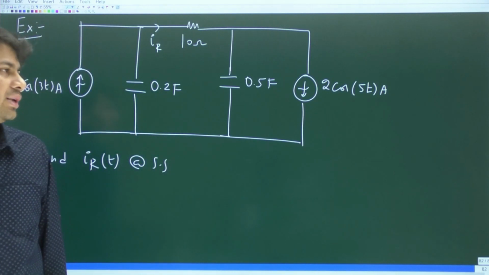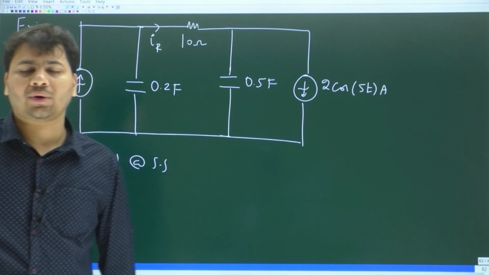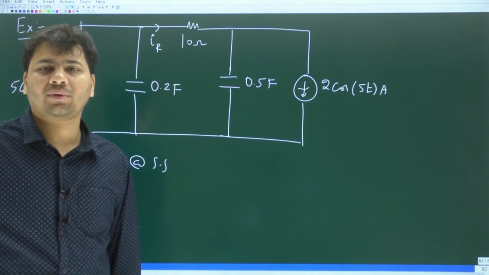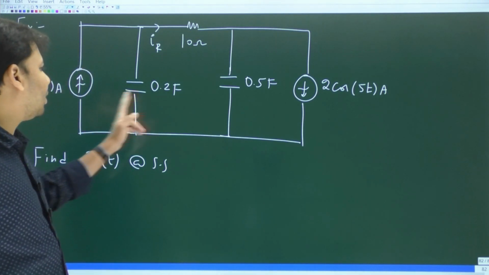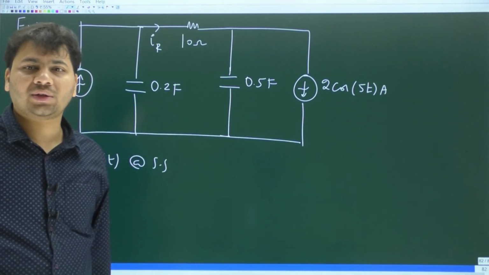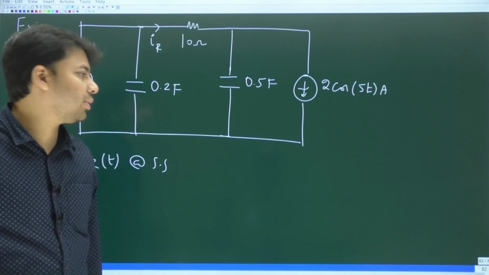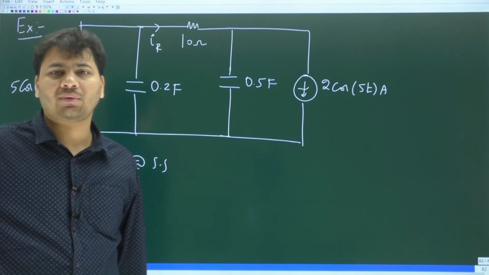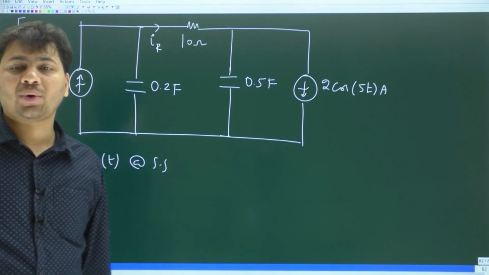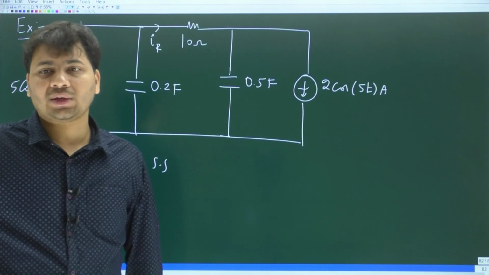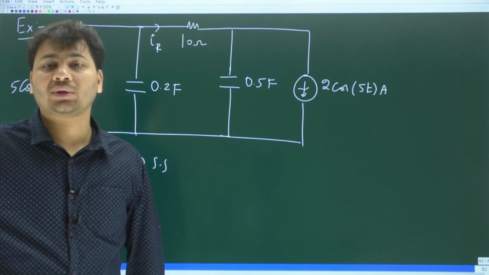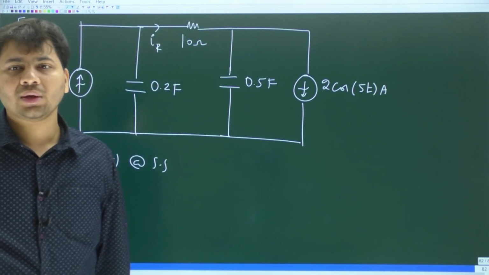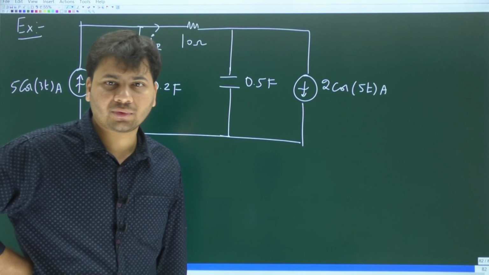If you are doing analysis in the phasor domain, we should replace every element with its impedance. For example, both the capacitors should be replaced with their corresponding impedance values. But how do you calculate the impedance? For a capacitor, impedance is 1 by j omega c. So the impedance of a capacitor or the impedance of an inductor, both are functions of frequency. Yes or no?